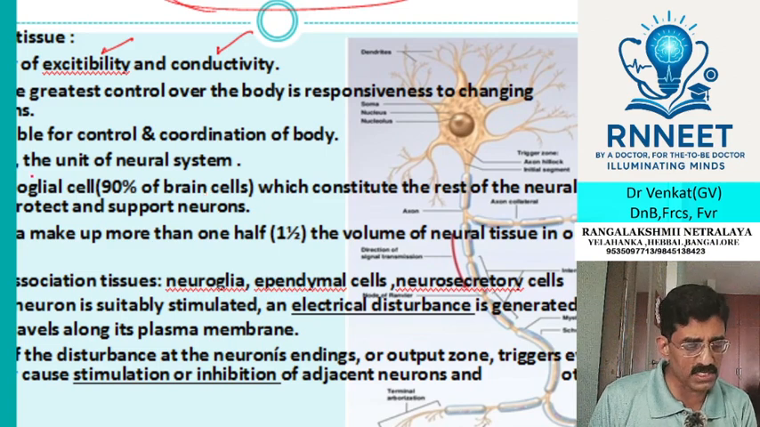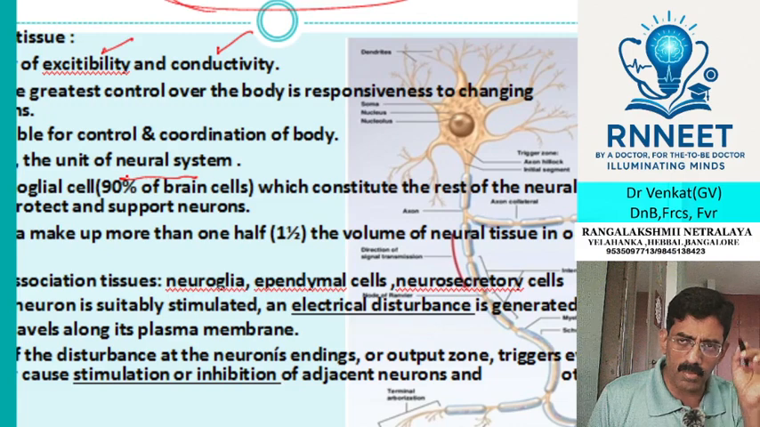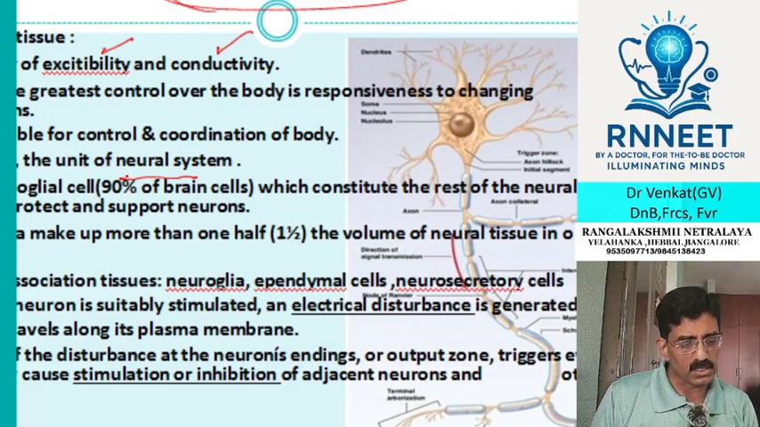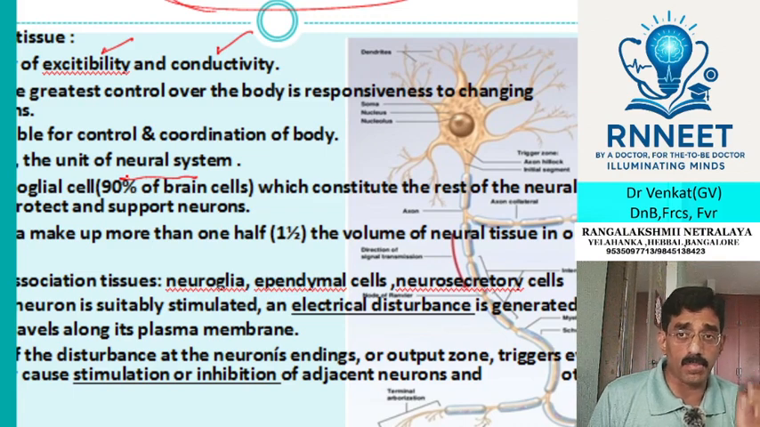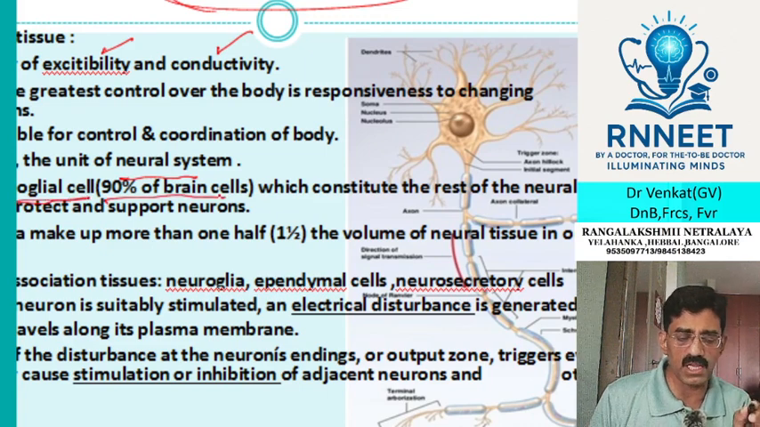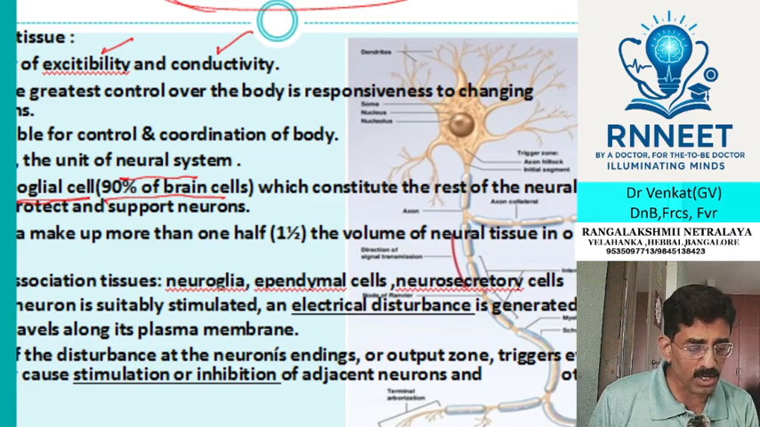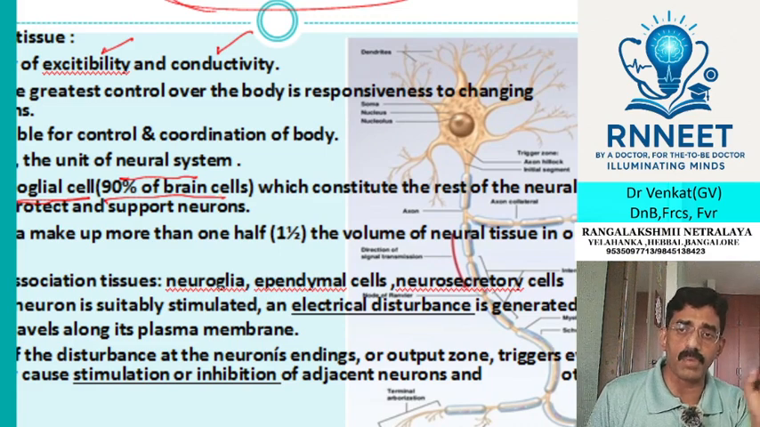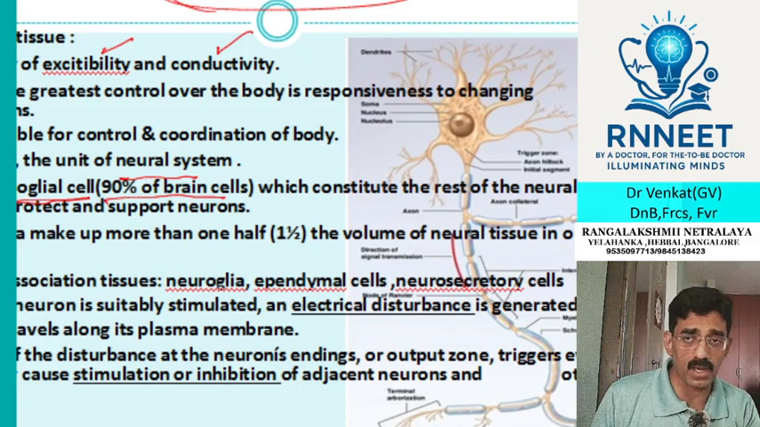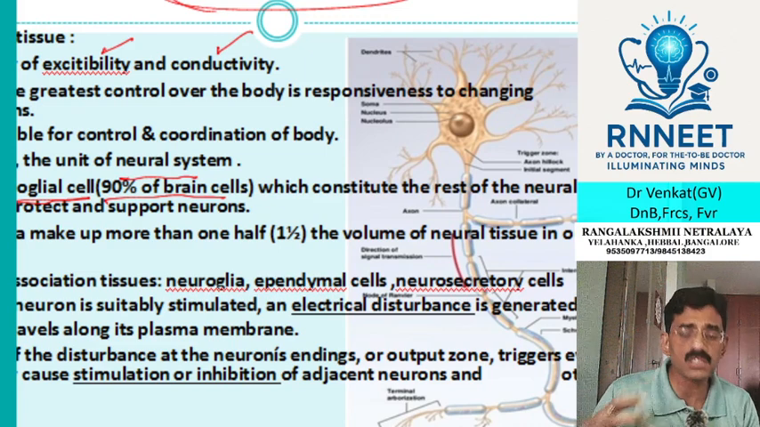You know that the neuron is the unit of the nervous system. Now, though the neuron is the main unit of the nervous system, if I take the brain, for example, 90% of the brain is not made up of neurons, but of neuroglial cells. 90% of the brain cells are neuroglial cells. Important question: which tissue makes up the maximum of the brain? Not the neurons, but the neuroglial cells, which are supportive tissues.